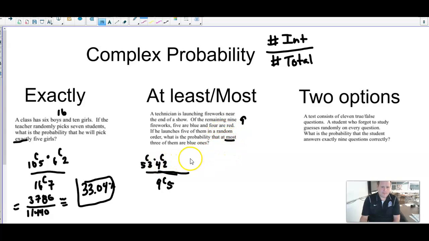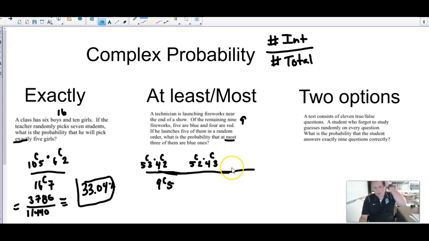Okay, and that fits into this "at most." But that's not the only way that we could do that. We could also say we did 2, because 2 blues fits in as this at most 3. So if I did 2 blues, that would be 5 combinations of 2. And if there were 2 blues, that means I have to have 3 reds. So that would be 4 reds that I'm going to choose 3 from, and I'd multiply those together as well.